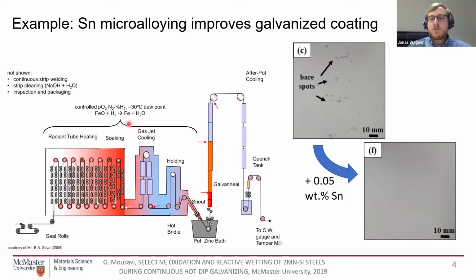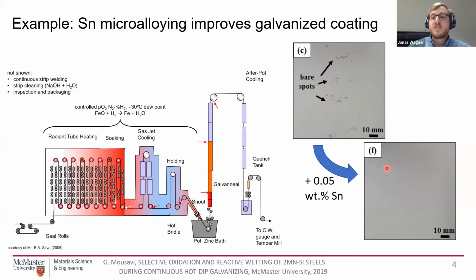And those alloying elements, for example, manganese or silicon, are selectively oxidized in this environment. So they can form an oxide layer on the surface. That means when we dip the steel into the liquid zinc bath here, it might not stick, right? You see here the bare spots. But the addition of only 0.05% tin proved very efficient to improve the surface quality. Here we can see bare spots, and with the addition we see no visual defects.